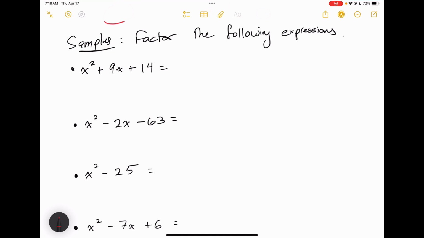The kind of instructions you'll get for something like this is "factor the following expressions." So look out for that. Let's make these in factored form. Looking at the first one, I can identify that the thing attached to x is my s, that's 9, and the constant is p, my 14. Let's think of some factor pairs that give me 14. Obviously 1 and 14, and then 2 and 7. Since it's positive, we also need to consider the negative factors. So negative 1 times negative 14, and then negative 2 times negative 7.